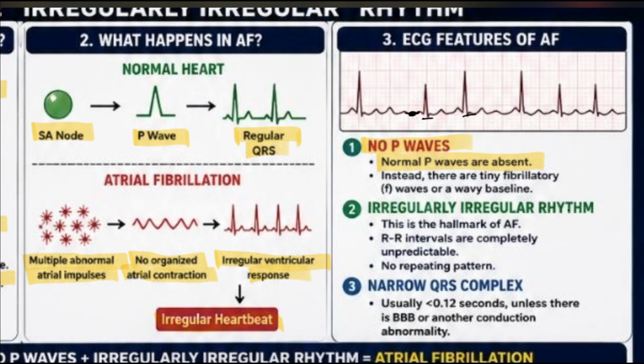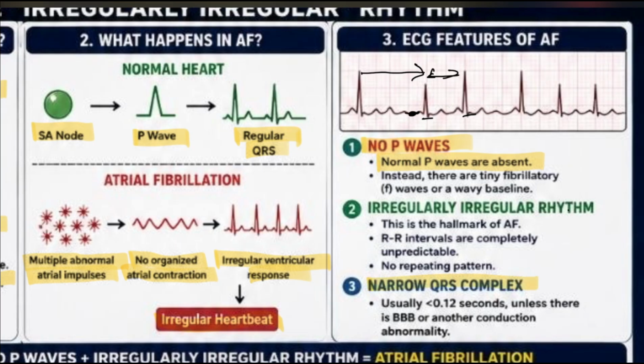Next, you can see an irregular rhythm. Here, from here to here there is more distance, and from here to here less distance, so you see an irregular rhythm. This is the hallmark of atrial fibrillation. The R-R intervals are completely unpredictable, with no repeating pattern.